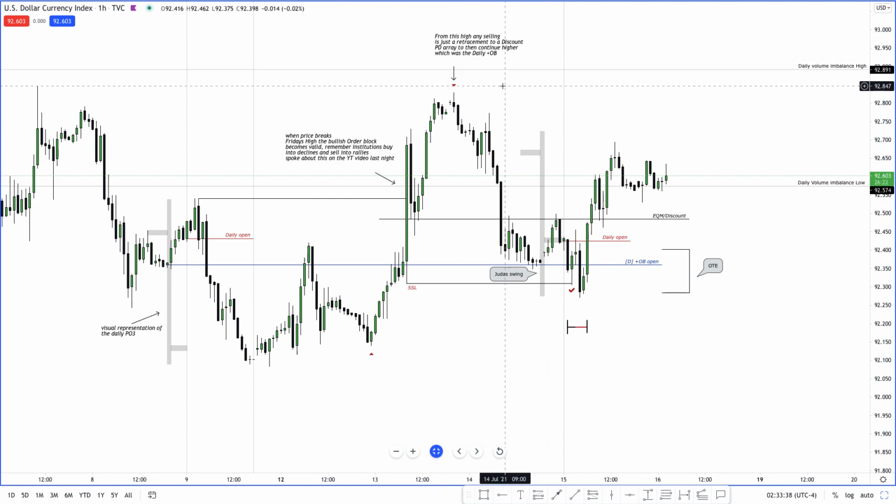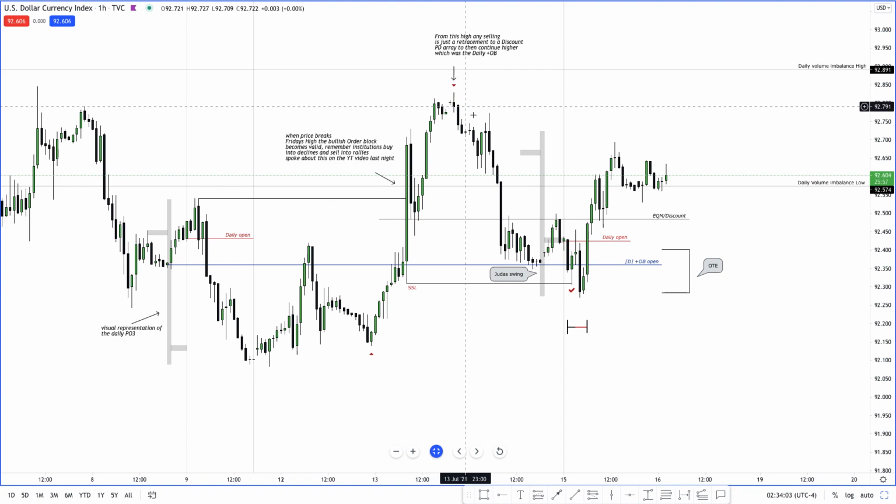Okay, the discount PD array being the daily bullish order block. I've put my fib from this low to this high. So that's the range I'm looking at. You might be asking why this low and not this low, this low, this low? Because this low had the big expansion, and this is the low that led to the break, making this a valid bullish order block. So from this low to this high, I anchored my fib.